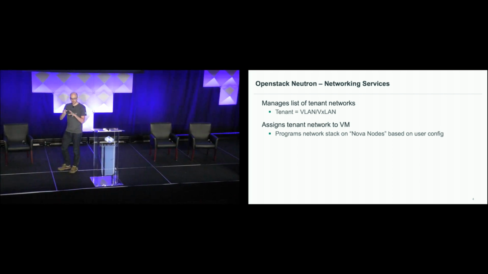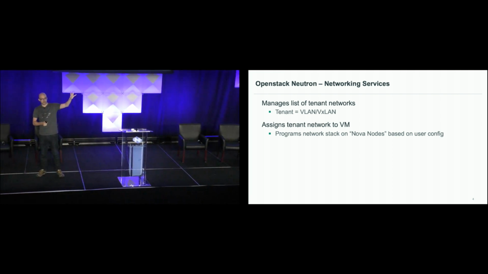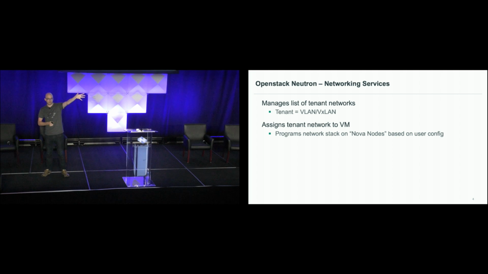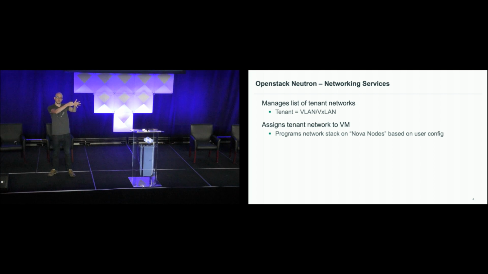So just like I said, we have these loosely coupled components. So I have my Neutron server, my Nova node with a VM on it, and I need to plumb a VLAN to it. So Neutron, the network component, will speak to Nova, the compute component, via APIs and build that programming. And we'll show you a little bit more of this in just a second.